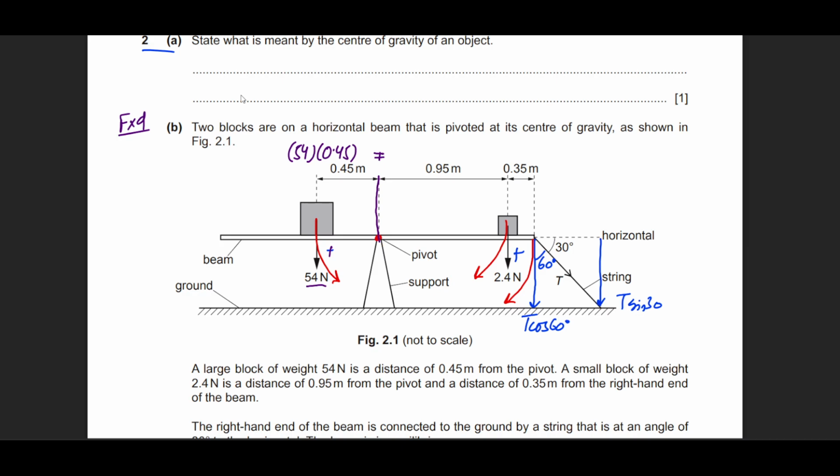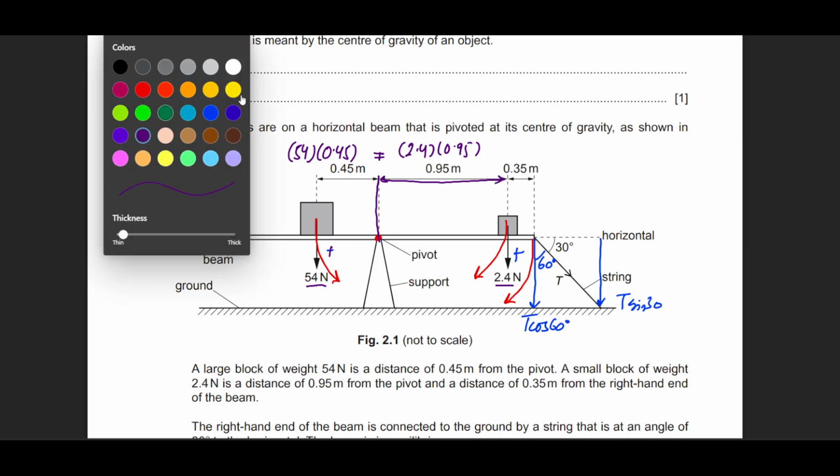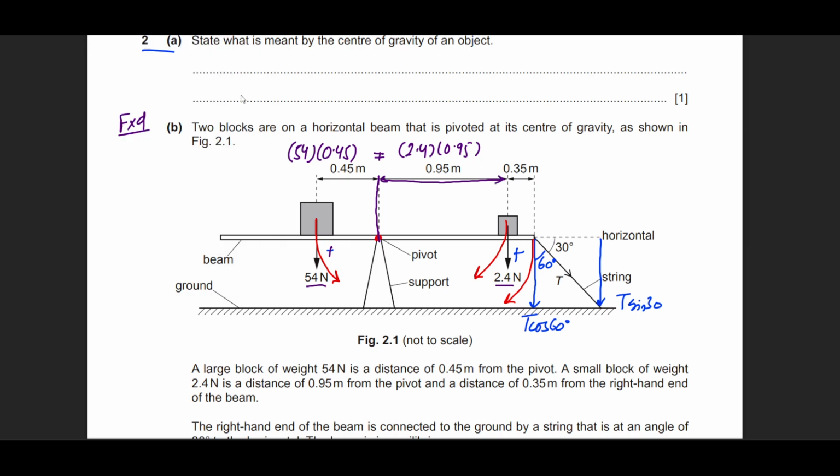Next, we have this 2.4 mass. So 2.4 into 0.95, because that is how far this is from the center point of that cube. Second factor that is still left out is this 0.35 at this point. But since we take the distances from the pivot, be careful, we have to take this whole distance up to this point. So the T sine 30, which is this one, is actually 0.95 plus 0.35 meters away from the pivot.